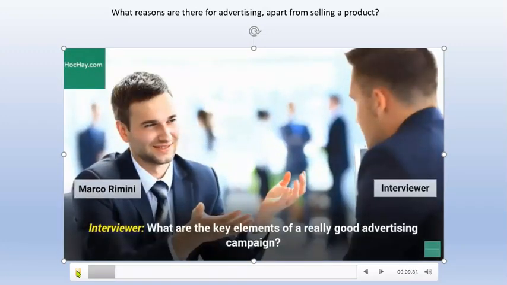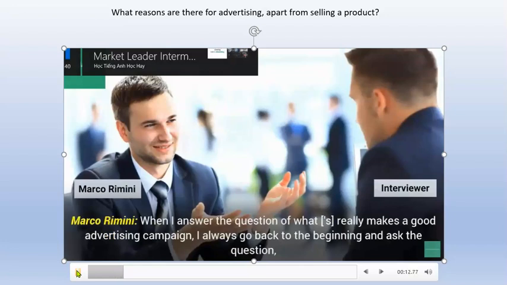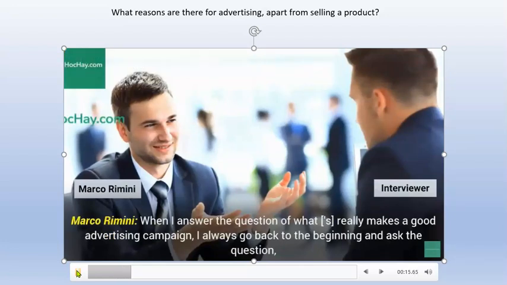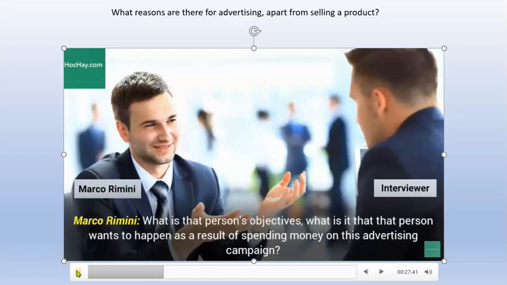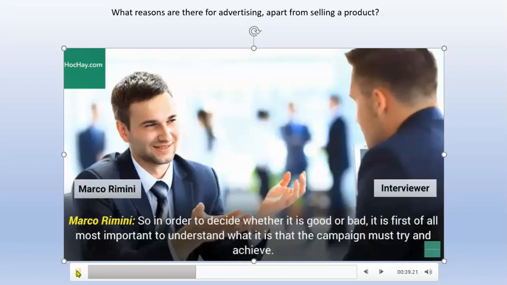What are the key elements of a really good advertising campaign? When I answer the question of what really makes a good advertising campaign, I always go back to the beginning and ask the question, what is the person who's paying for the campaign trying to achieve? What is that person's objectives? What is it that that person wants to happen as a result of spending money on this advertising campaign? So in order to decide whether it is good or bad, it is first of all most important to understand what it is that the campaign must try and achieve.